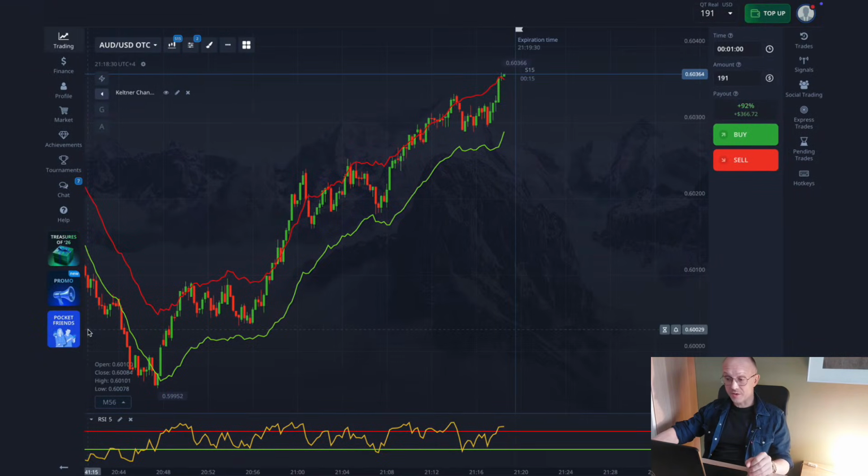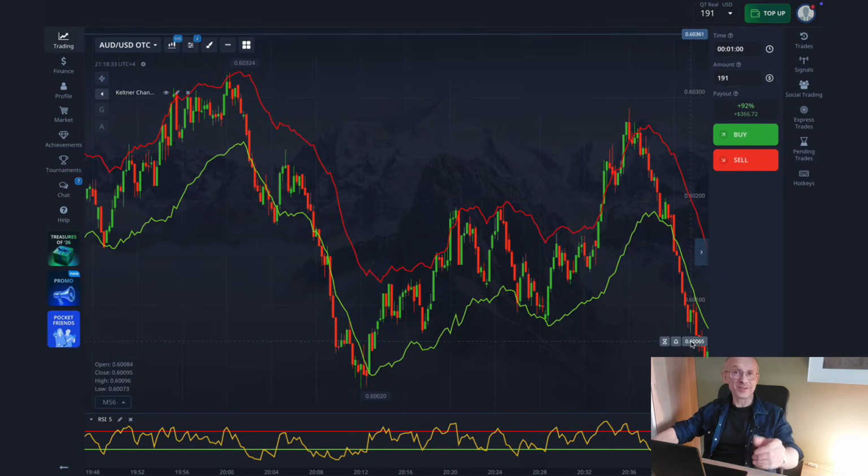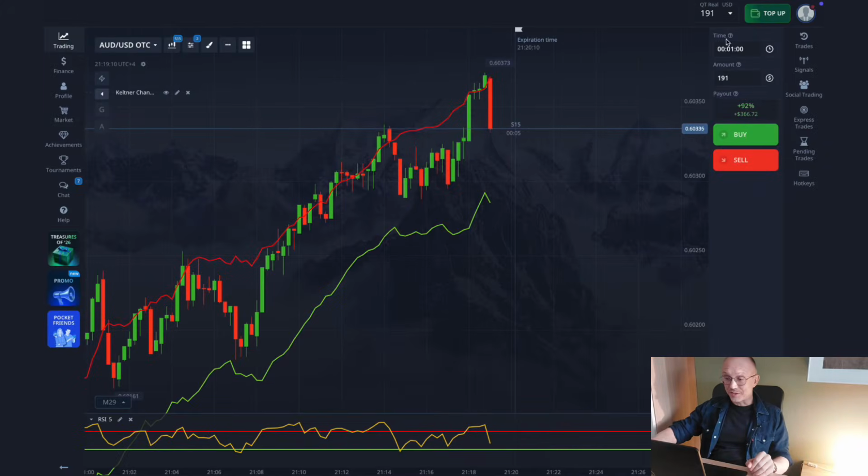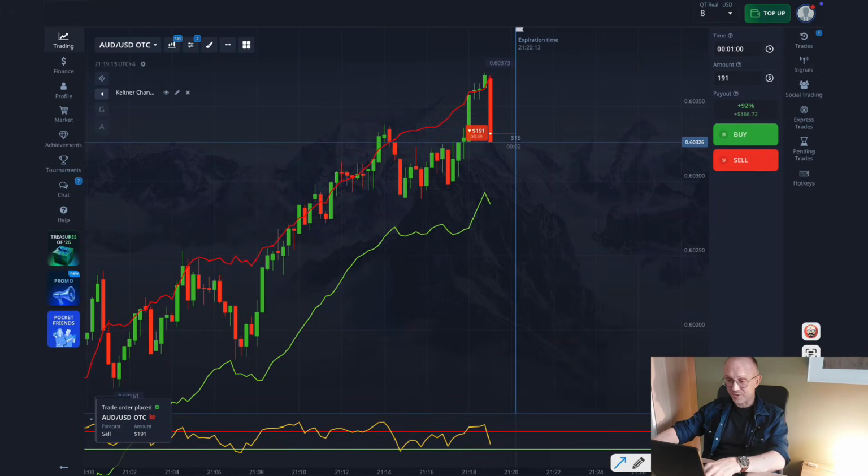So the indicators are ready to go. And friend, if you trade on your phone, configure it in the same way. I'm connecting to the movement, seeing a clear picture of the market. Expiration is 1 minute, and I'm opening a short trade for $191.